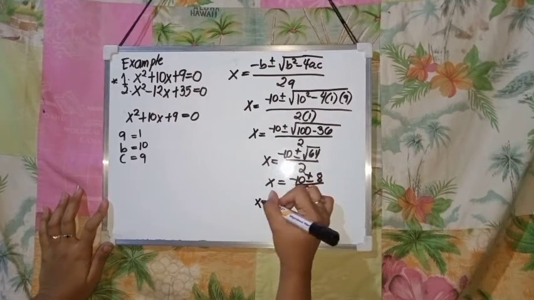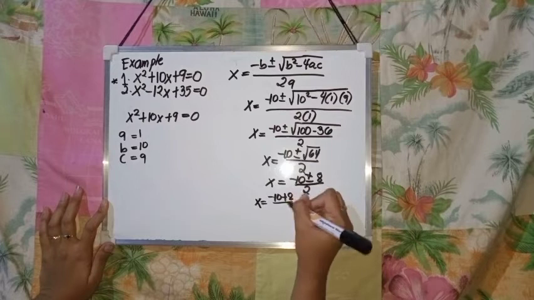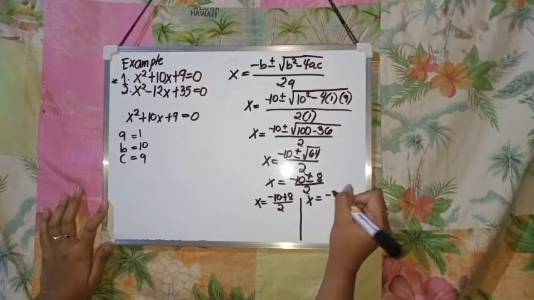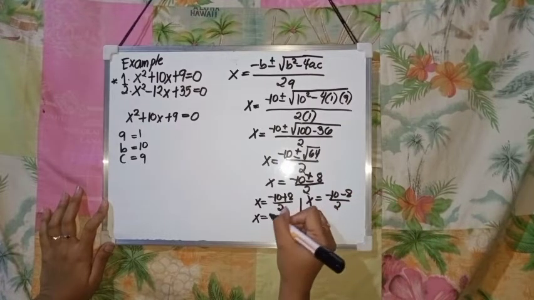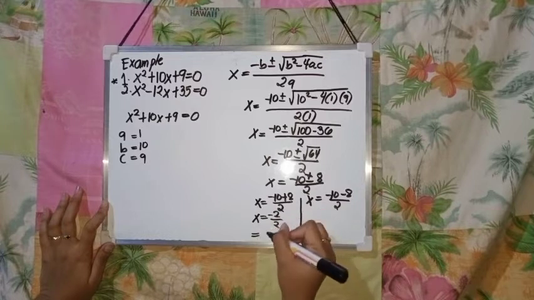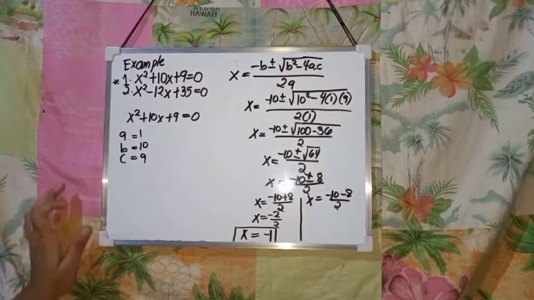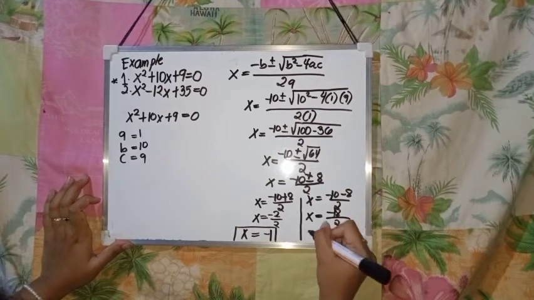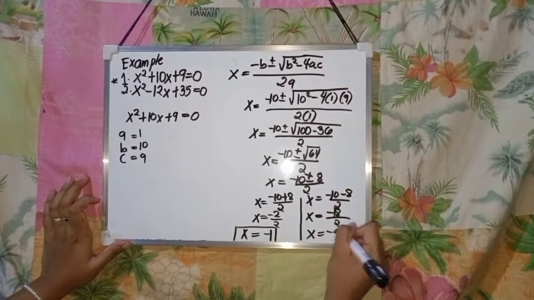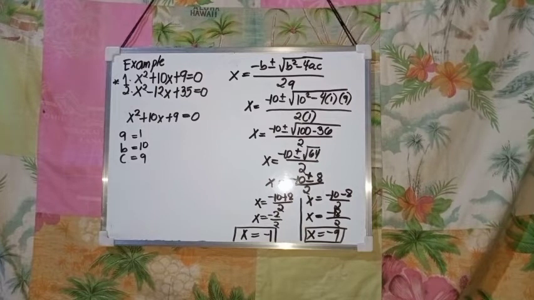So x is equal to negative 10, we use the positive 8 first, over 2. And x is equal to negative 10 minus 8 over 2. Negative 2 over 2 is negative 1. So the value of our x is negative 1 and negative 9. So now we have two values of x, which are negative 1 and negative 9.